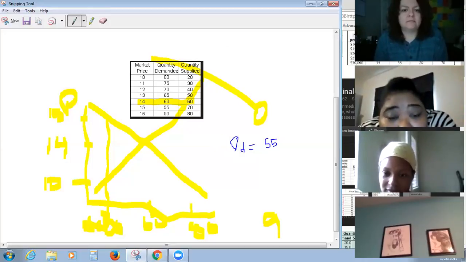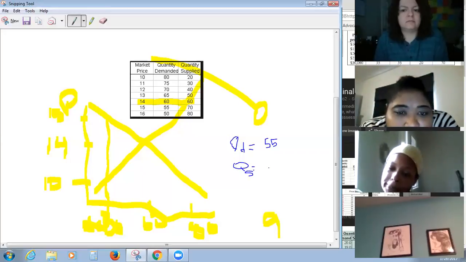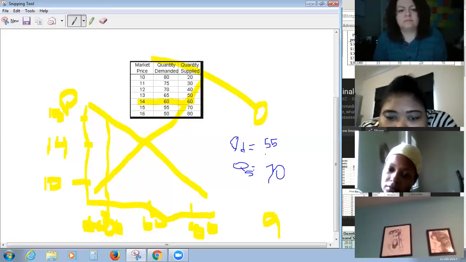All right, so at a price of 15, quantity demanded is 55. Write a Q here. Quantity supplied. What is my quantity supplied here? 70. Okay, so I'm the supplier, right? I'm coming to the table with 70 of them. How many people want to buy them? 55 people. So am I going to sell all 70? No.